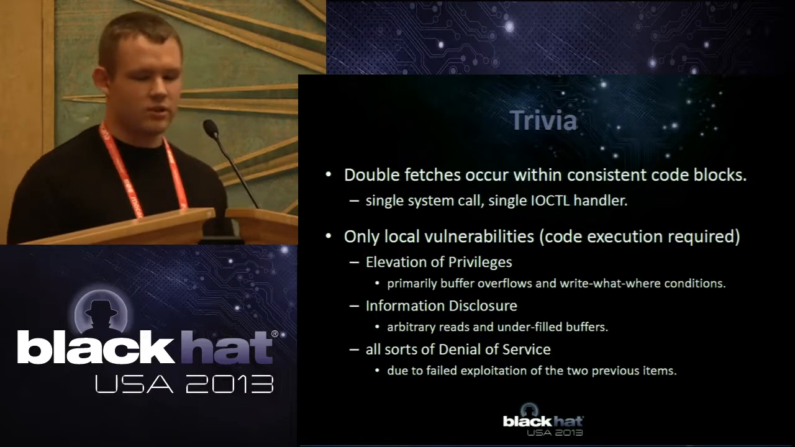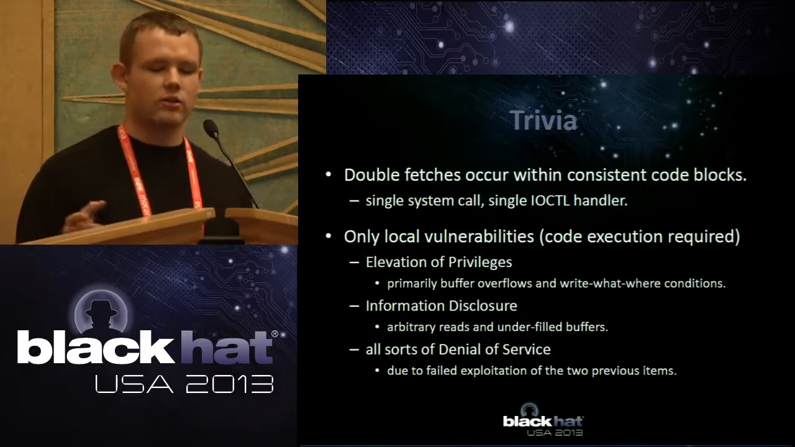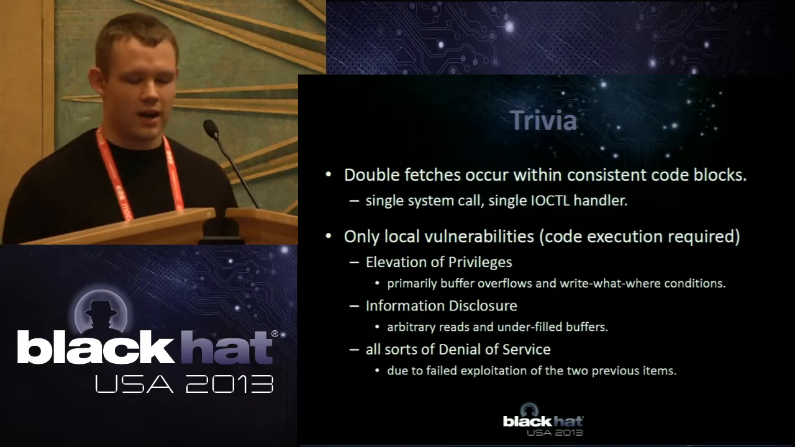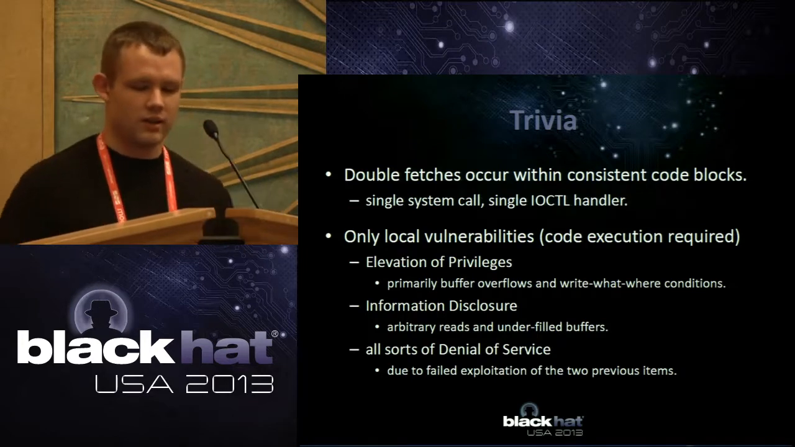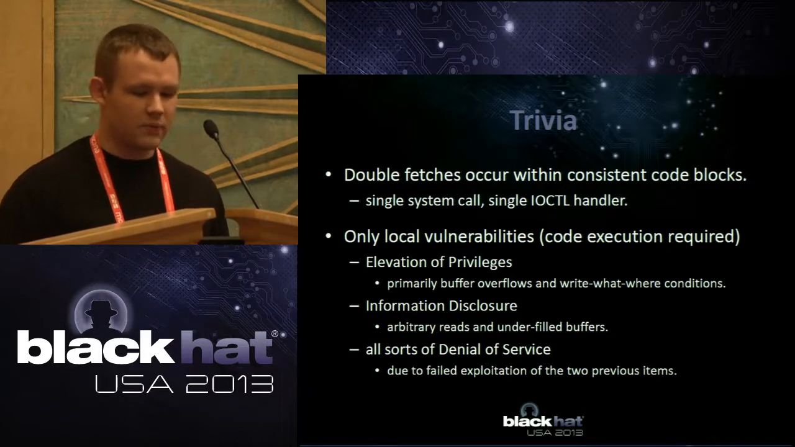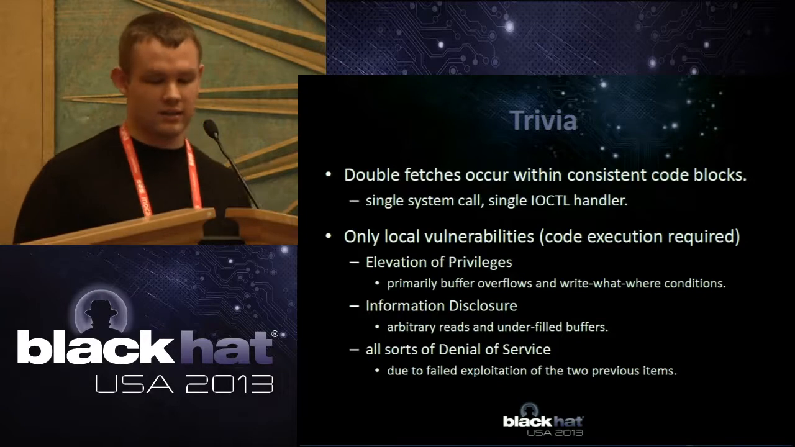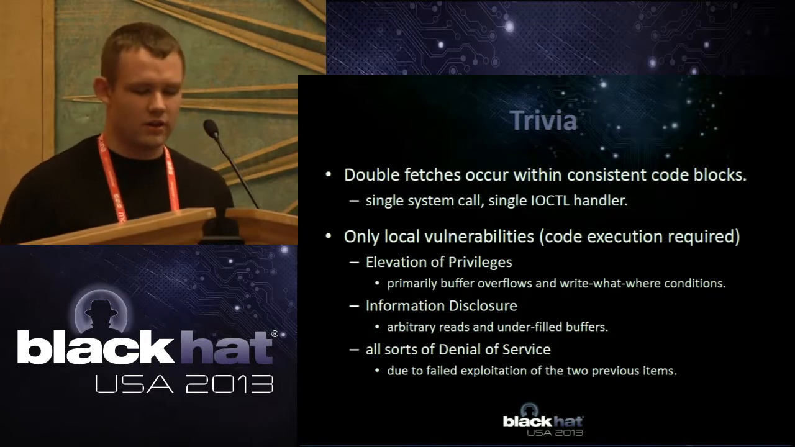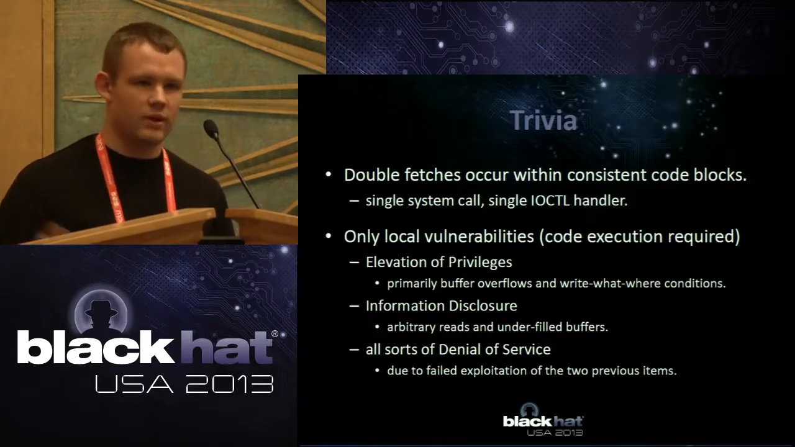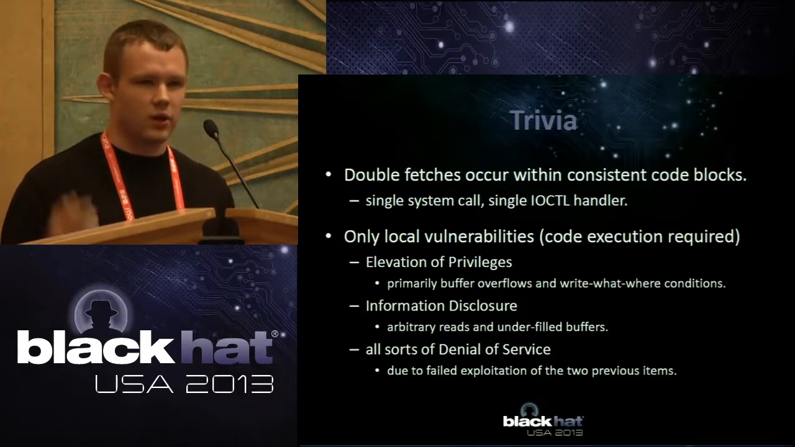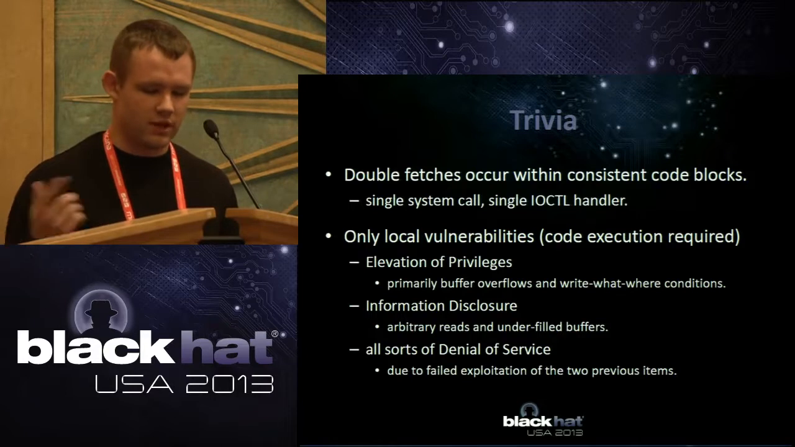So when it comes to the trivia of double fetches, they usually occur within consistent code blocks. So either within single system calls or IOCTL handlers, or in general consistent code blocks that are invoked from user mode. And if you find a double fetch, the maximum impact that you can get from it is local bugs. You cannot really find remote ones because in order to actually flip the user mode memory that is being raced against, you actually have to have code execution to have a thread which flips the value continuously.